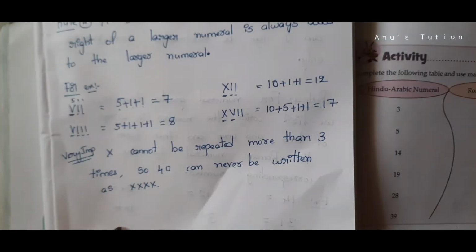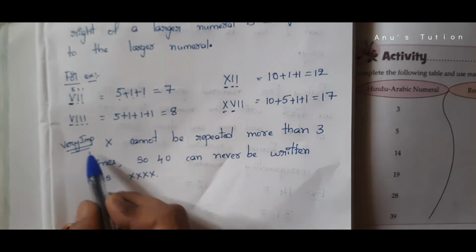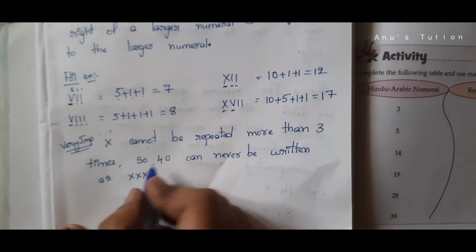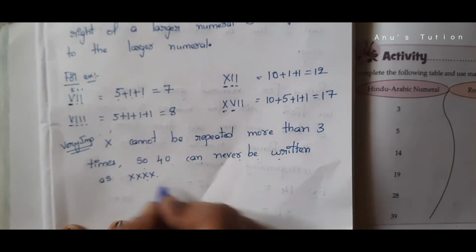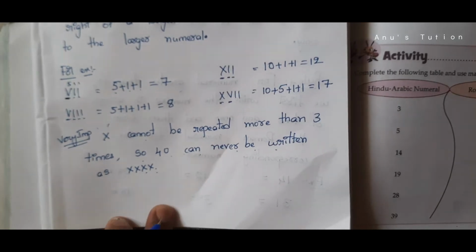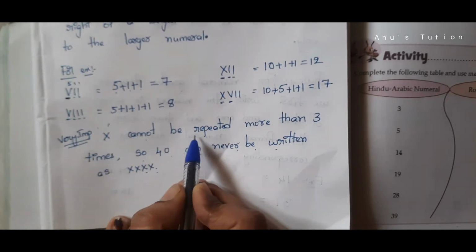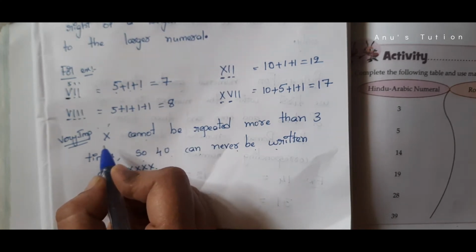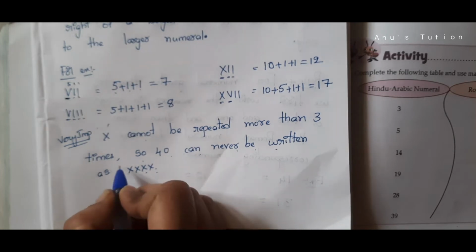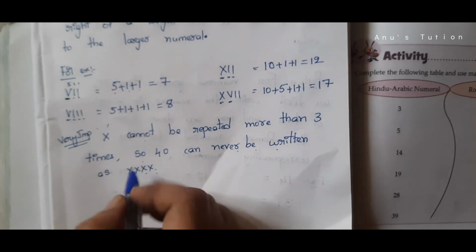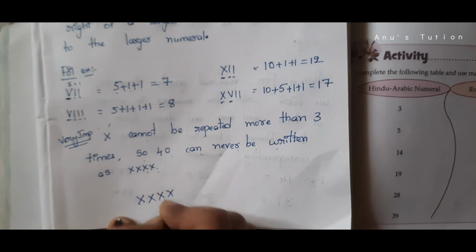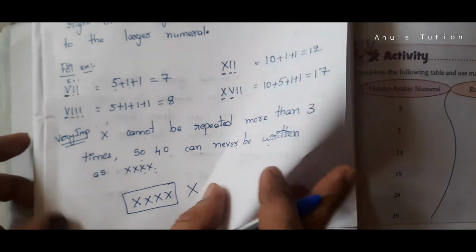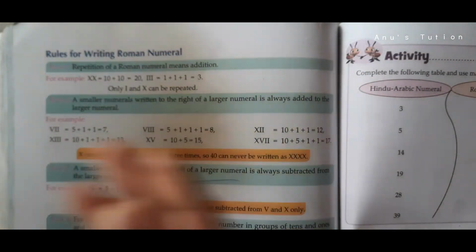See here, a very important point. X cannot be repeated more than 3 times. So 40 can never be written as four X's. It is a very important point, students. X cannot be repeated more than 3 times, which means we don't need to write the X variable more than 3 times. So 40 can never be written as XXXX. We should not write like this.